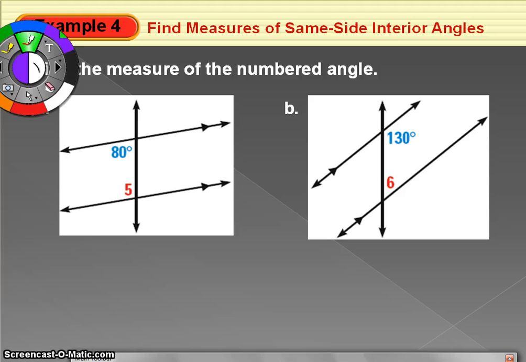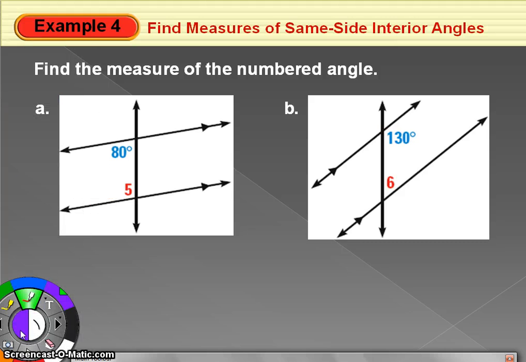All right, so find the measures of the same side interior angles. So they're supplementary. So the measure of angle 5, I'm going to do 180 minus 80. And so the measure of angle 5 is going to be 100 degrees.